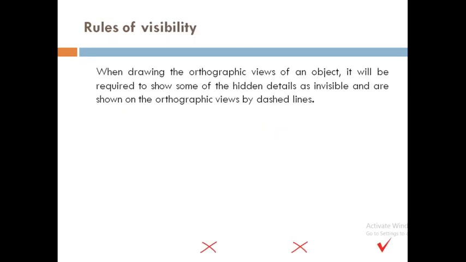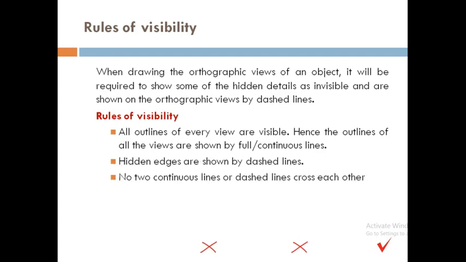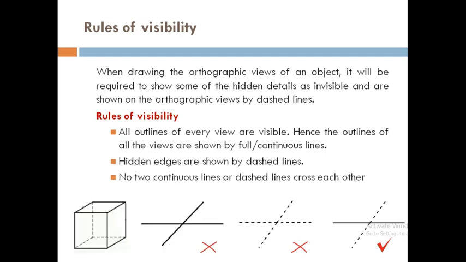The next condition is a rule of visibility. Here this is an important parameter to be considered while drawing the projection of a solid. When drawing the orthographic view of an object, it is required to show some hidden details as invisible and are shown with the help of dashed lines. Even though we are drawing a projection of a 3D object, here we are going to draw the orthographic views of that object. So for that we are going to follow some rules of visibility.